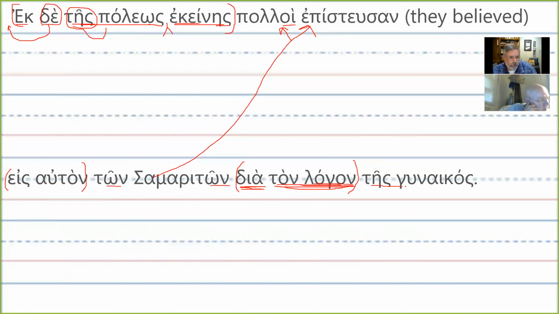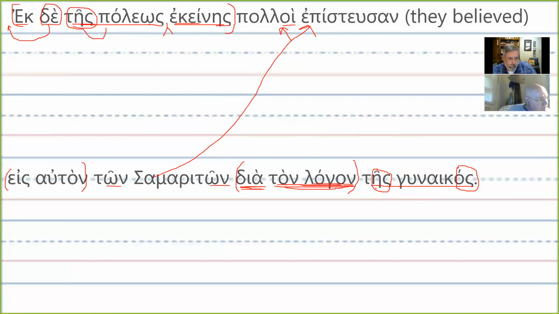Now, why did you say "of the woman"? Why is it "of"? Oh, it just sounded good. It does sound good, but why is it "of"? The word. It's correct. But why is it correct? Well, because tes gunaikos is in the genitive.